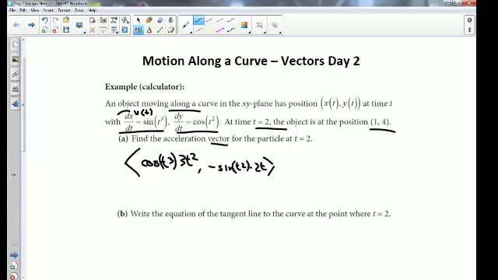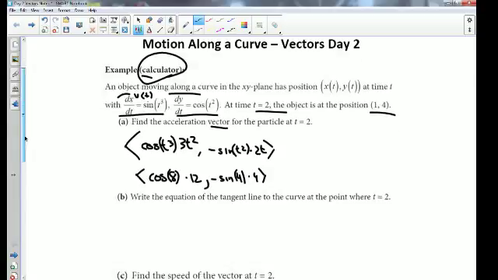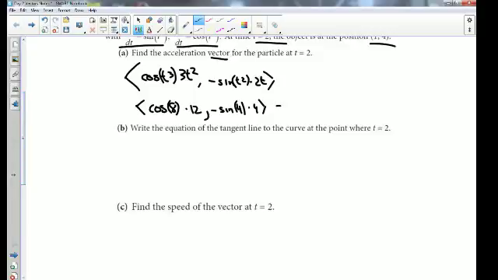Okay, and then at time 2, plug time 2 in, right? So we have times 12. And you can just leave it like that. Make sure you're in radians mode. If you have a calculator, this is not evaluated yet, so make sure you finish it up and get negative 1.476 and 3.027.